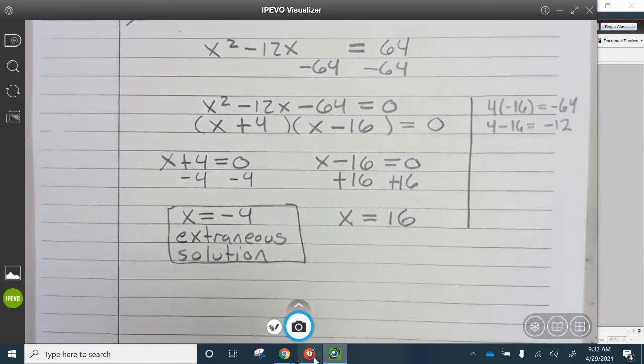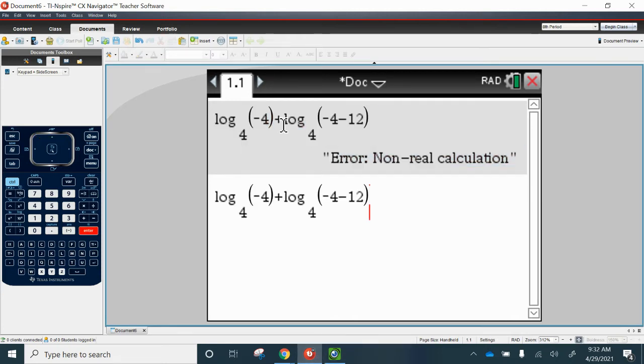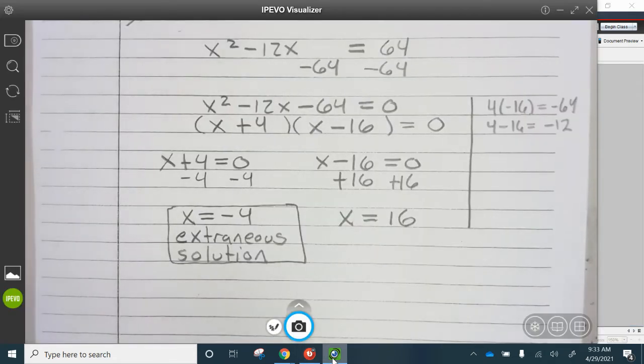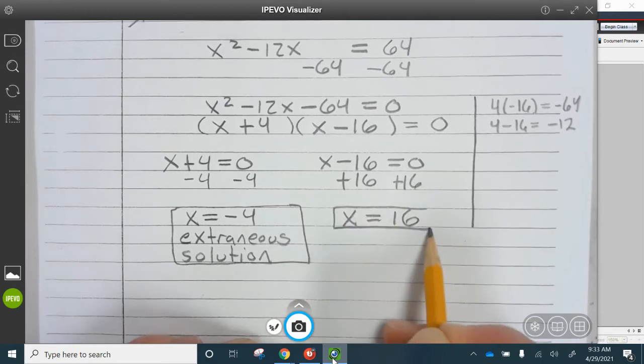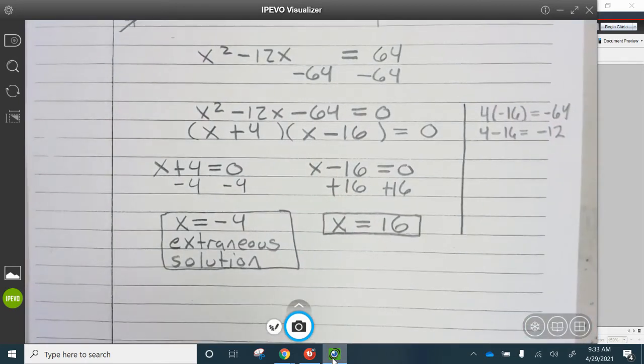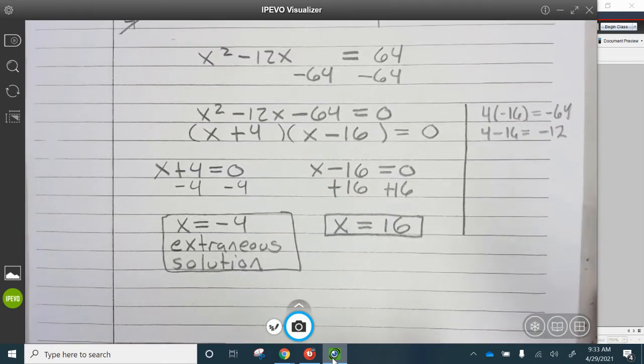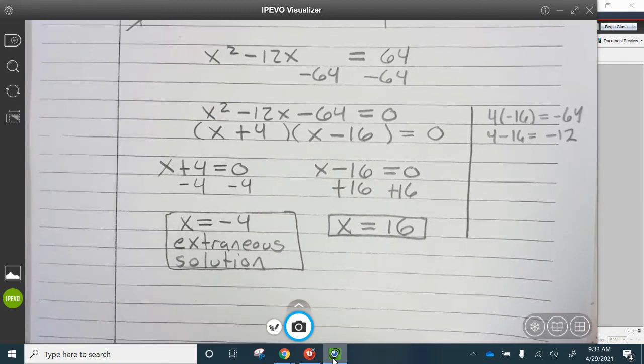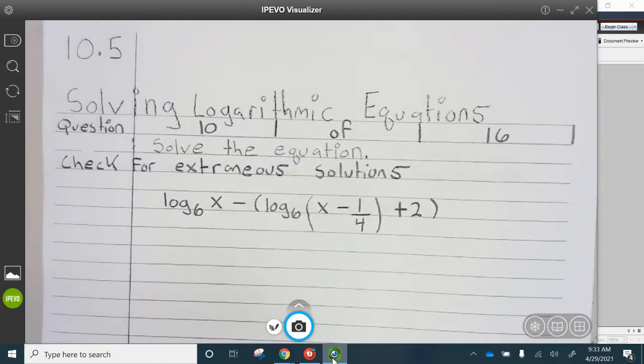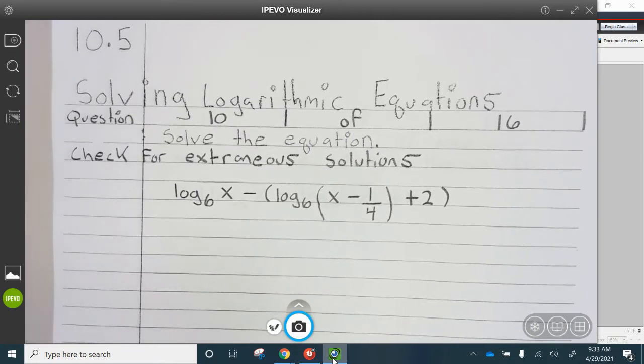Okay, now let's plug in 16. So what I can do is plug in 16 everywhere there's a negative 4, and we're going to set that equal to 3. It says true, so 16 is our solution. All right, go ahead and finish up question 9. All right. Question 10 of 16. Solve the equation, check for extraneous solutions.